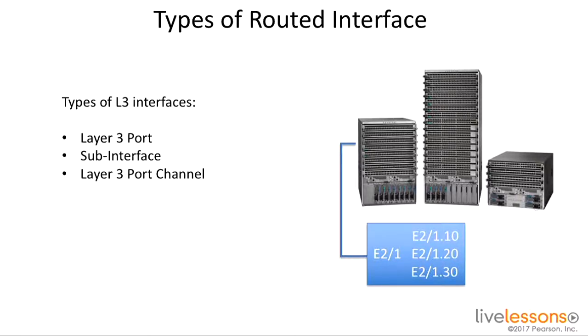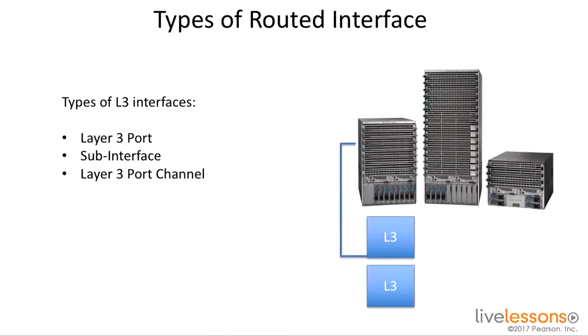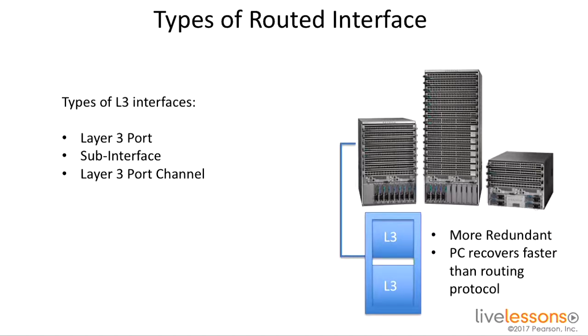The other thing I can do is take multiple layer 3 ports and virtually bond them together in what we call a port channel or an EtherChannel. This allows me to have a more redundant link, so that if one of the two physical links fails, my logical link still stays up, and it allows me to have more bandwidth as well as more redundancy.